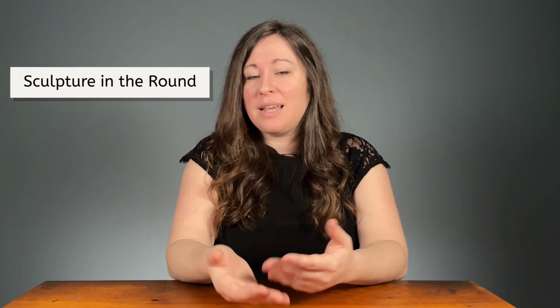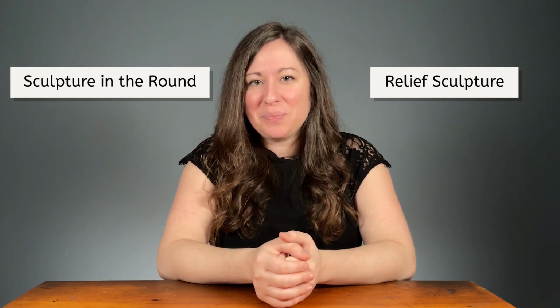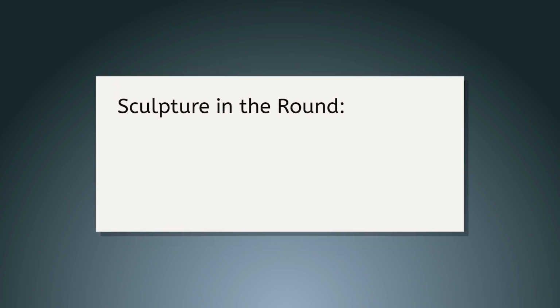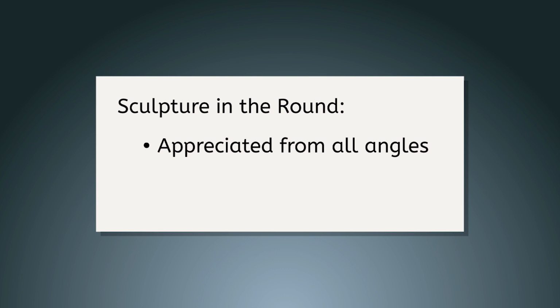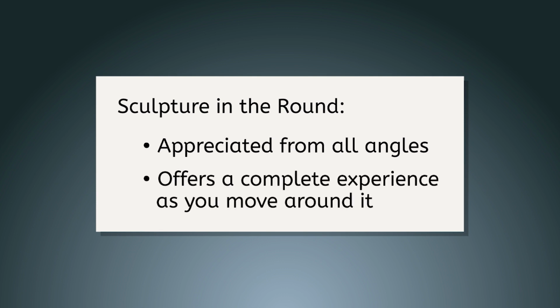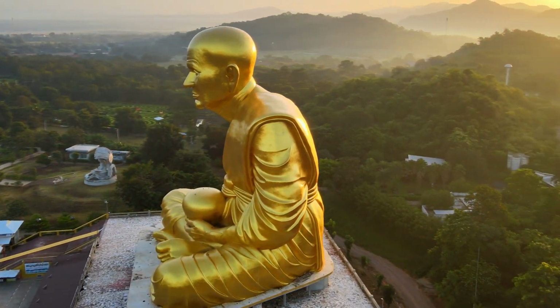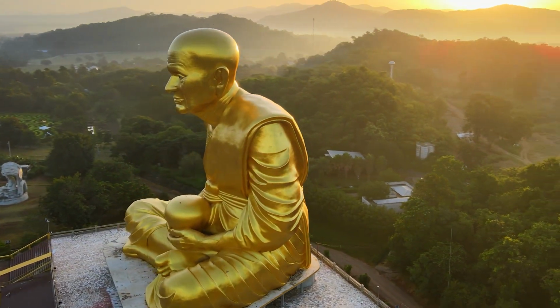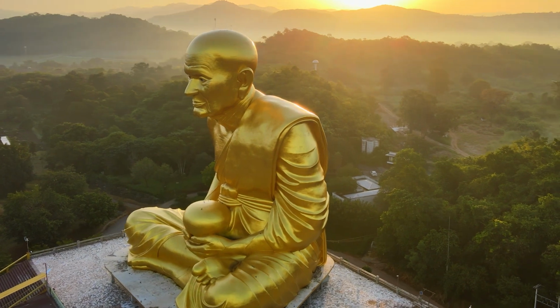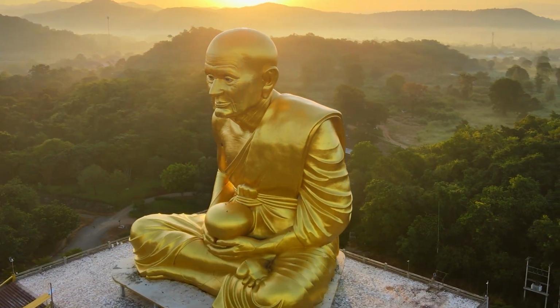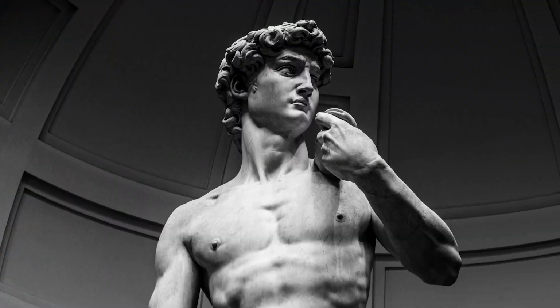In the realm of sculpture, two main categories or classifications stand out: sculpture in the round and relief sculpture. First, let's look at sculpture in the round. This approach enables the artwork to be appreciated from all angles, offering a complete experience as you move around it. Imagine a freestanding sculpture or a figurine. Artists created these pieces so we can walk around them and see something special from every angle.